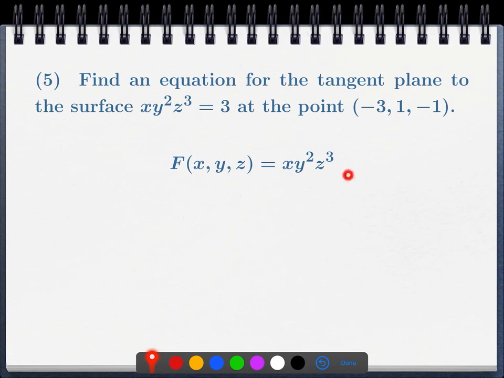But in any case, whether you put the minus 3 here or not, I want to take the gradient of this. So I take the derivative with respect to x. I'm just going to have y squared z cubed. When I take the derivative with respect to y, this becomes a 2y, so I'll have 2xyz cubed. And with respect to z, this becomes a 3z squared, so I'll have 3xy squared z squared. So that's the gradient of f. We want to calculate it at this point. So I plug in minus 3 for x, 1 for y, and minus 1 for z.